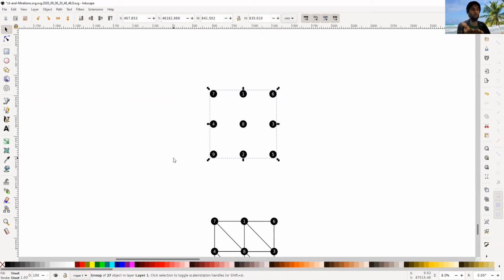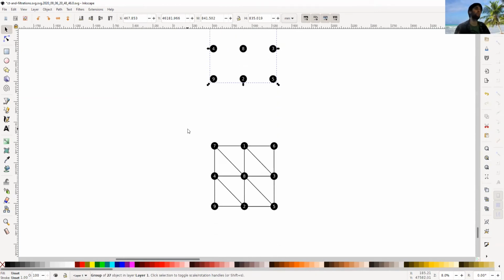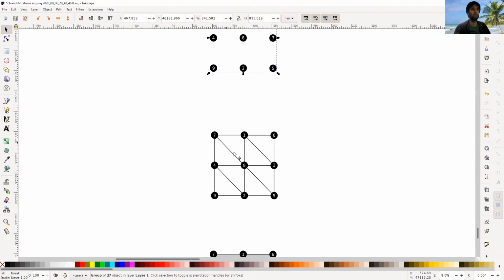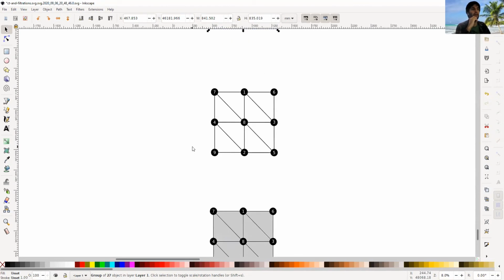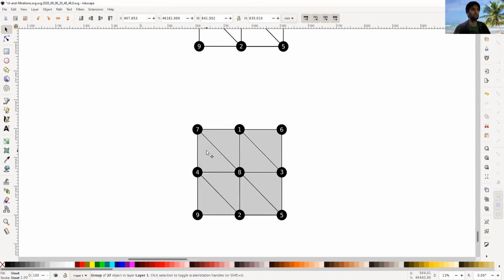So the next thing I'm going to do is interpolate the whole space in this square. The first step in that process is to interpolate the edges between the numbers. That's using linear interpolation. And then the next step is to use barycentric subdivision to also interpolate the faces that are in between the edges.